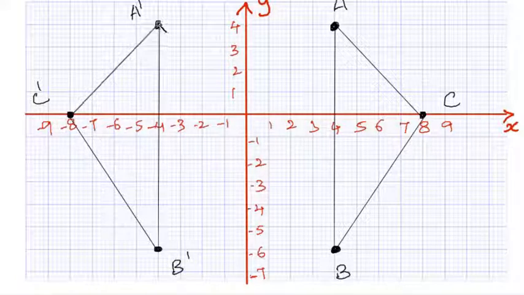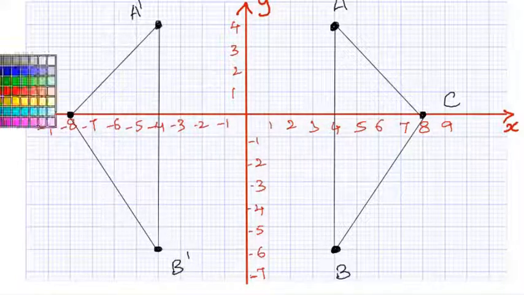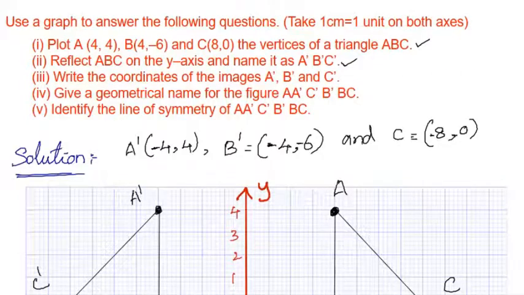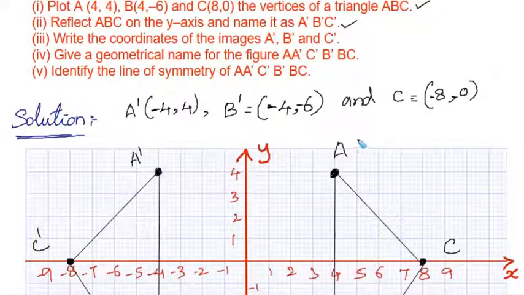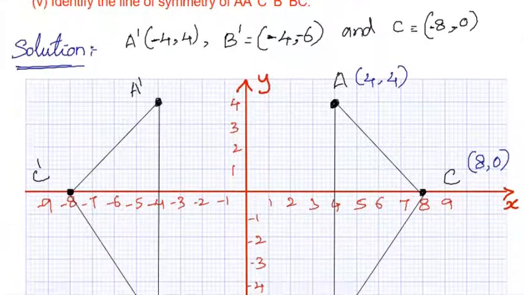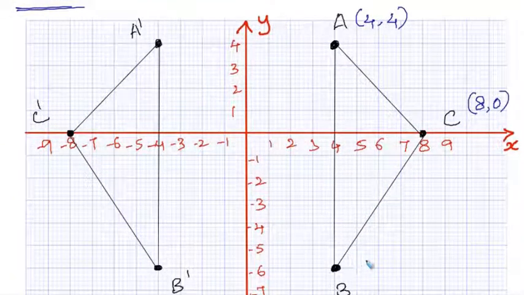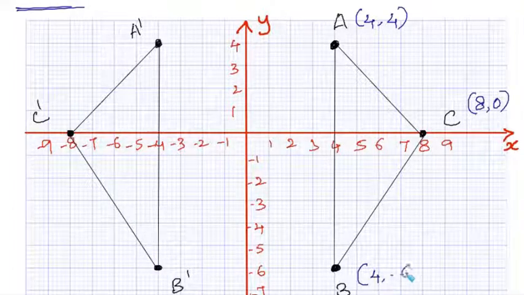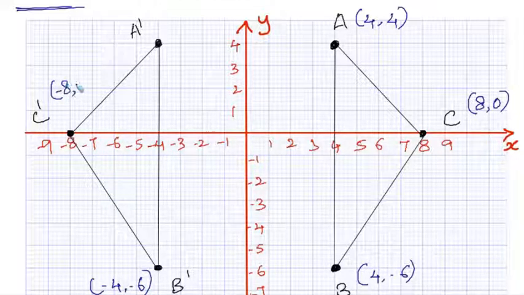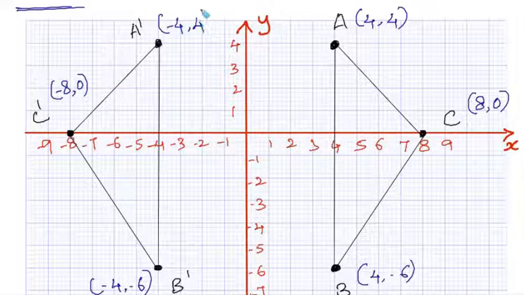If we reflect the original triangle ABC on y-axis, we'll get like this. So now write down the coordinates on the graph. So the minus 4 comma minus 6 is the B dash, and minus 8 comma 0 is the C dash, and minus 4 comma 4 is the A dash.